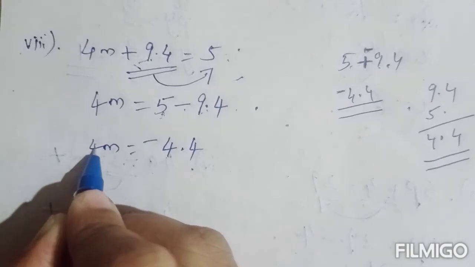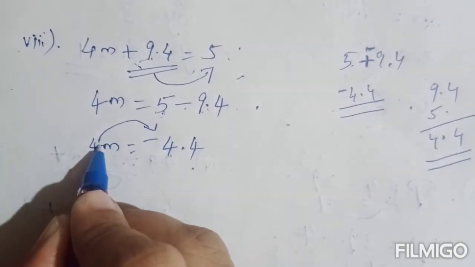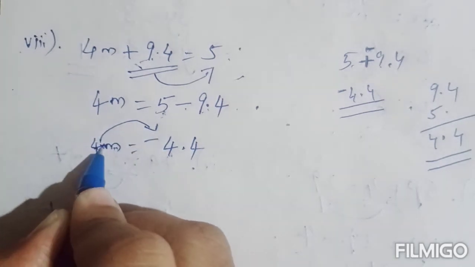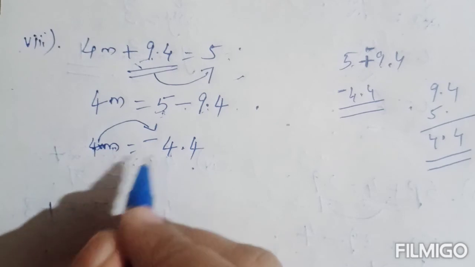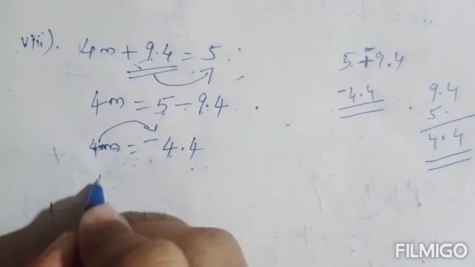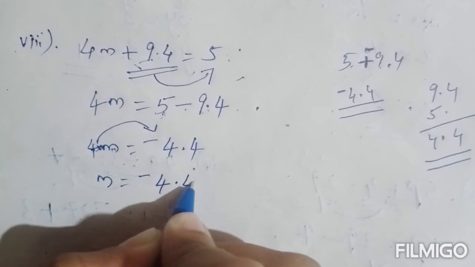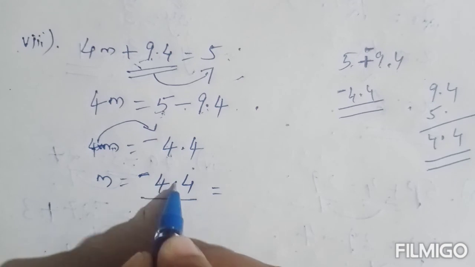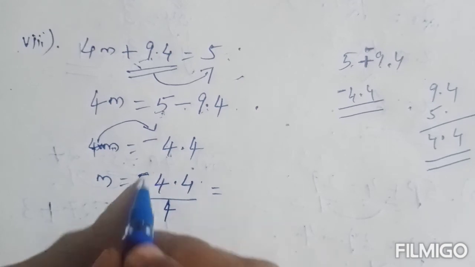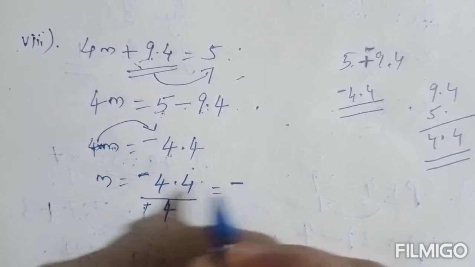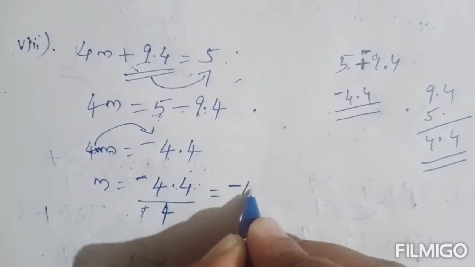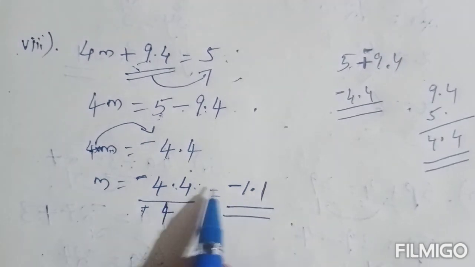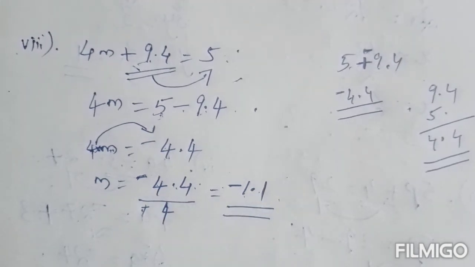Now we can transfer this 4 to the other side. 4 into m. From that 4 you are taking to the other side. So multiplication 4 on taking to other side, it will be divided by 4. So m equal to minus 4.4 divided by 4. Okay. That is negative 4.4 divided by positive 4. Negative divided by positive, it is negative. 4.4 divided by 4, you will get 1.1. So minus 1.1 will be the value of m.